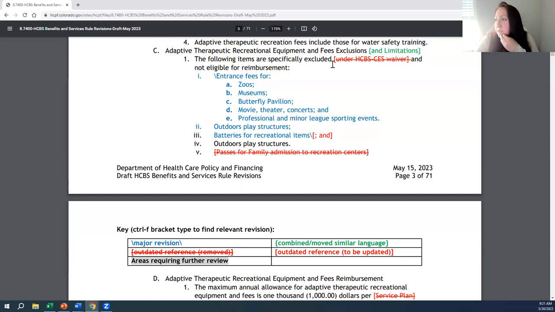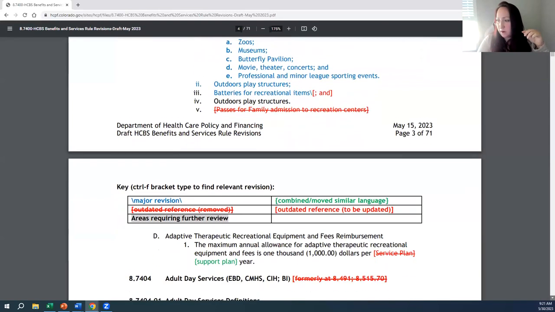The following items are specifically excluded and not eligible for reimbursement. One, entrance fees for zoos, A; B, museums; C, butterfly pavilion; D, movie theater, concerts; and E, professional and minor league sporting events. And then 2, outdoor play structures, and 3, batteries for recreational items, and then the outdoor play structures and things that were already there.